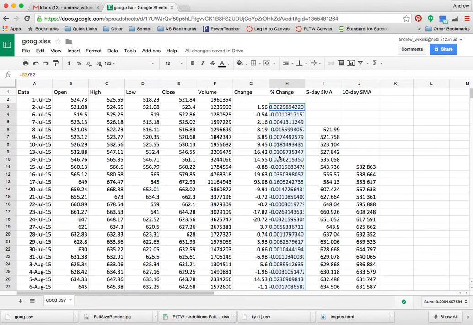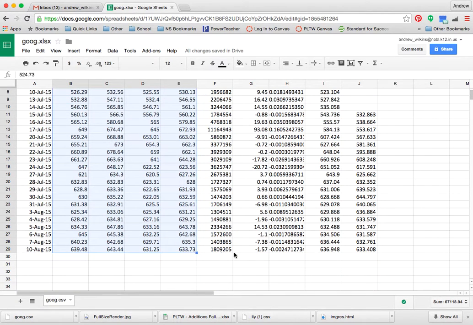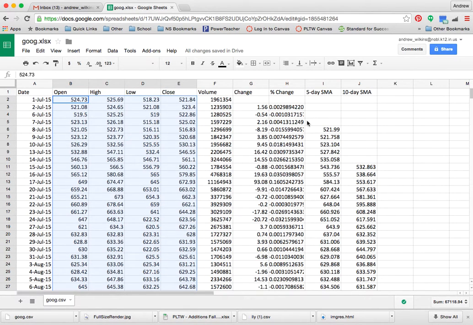All right, these numbers are not really that nice to look at, especially when I know what types of numbers I'm dealing with. So let's start with the opening price. We know that this column and this column, the high, the low, the close, the change, the 5-day SMA and the 10-day SMA, every single one of those is actually representing money. So I can go over to here and highlight those cells.